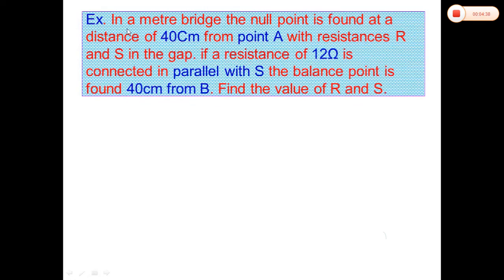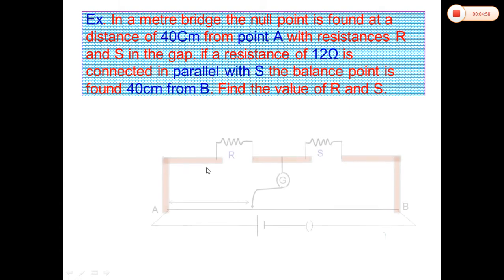First numerical problem is: in a meter bridge, the null point is found at a distance of 40 cm from point A with resistance R and S in the gaps. If a resistance of 12 ohm is connected in parallel with S, the balance point is found 40 cm from B. Find the value of R and S.